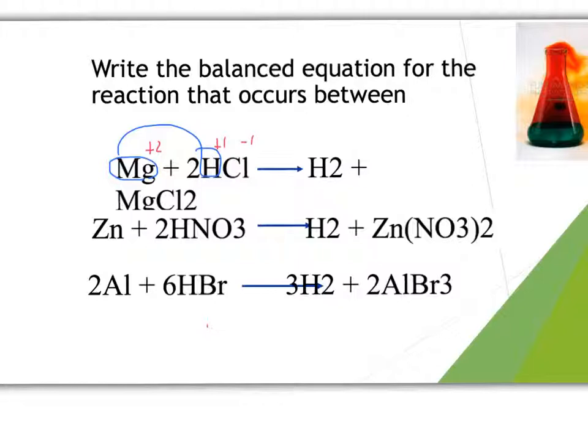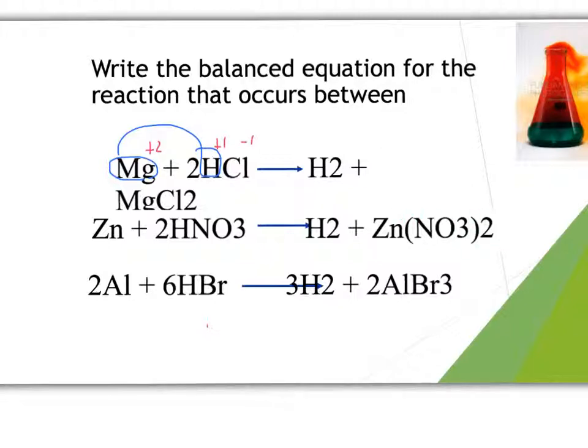MgCl2. Here we have zinc plus nitric acid. The hydrogen and the zinc will trade places. We get H2. Zinc here has a +2 charge. Nitrate has a -1, crisscross, and we get our answer.